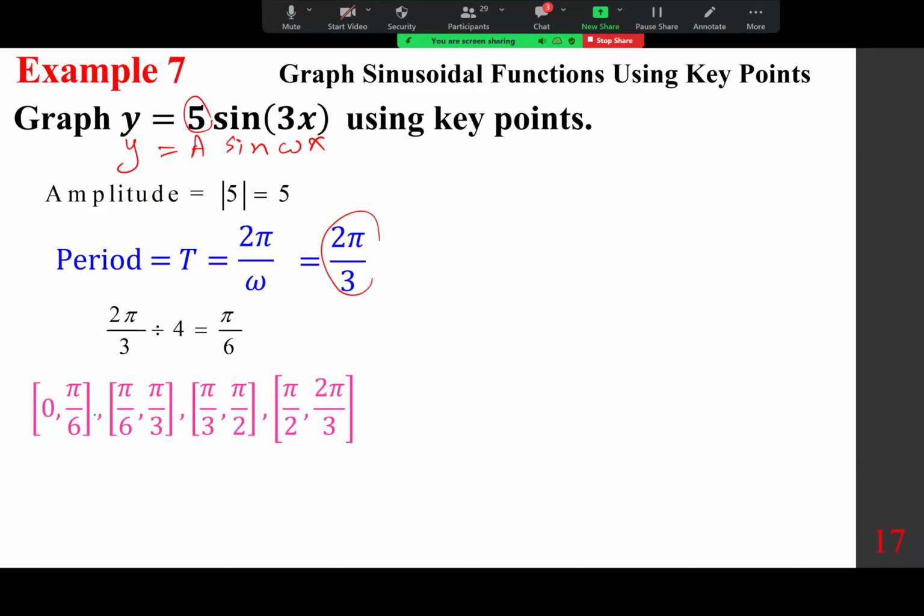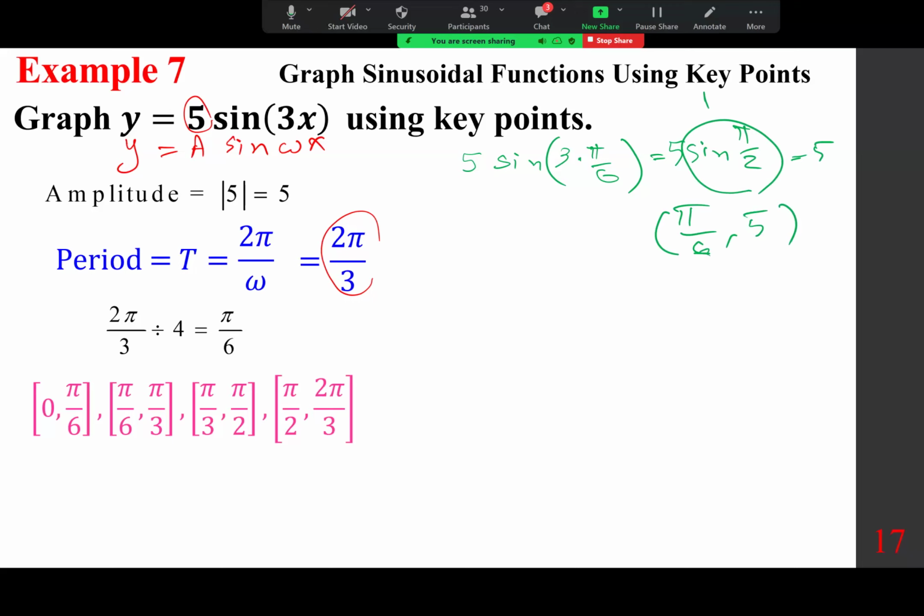If I put pi over 6, I get 5 sine of 3 times pi over 6, which is 5 sine of 3 pi over 6, meaning pi over 2. Sine of pi over 2 is 1. So I get 5, which means pi over 6 has a y coordinate 5. That's the maximum. Let's do one more. Let's do pi over 3. 5 sine of pi over 3 times 3, right? That means 5 sine of pi, and sine of pi is 0, so it's 0. So that means at pi over 3, we get 0.